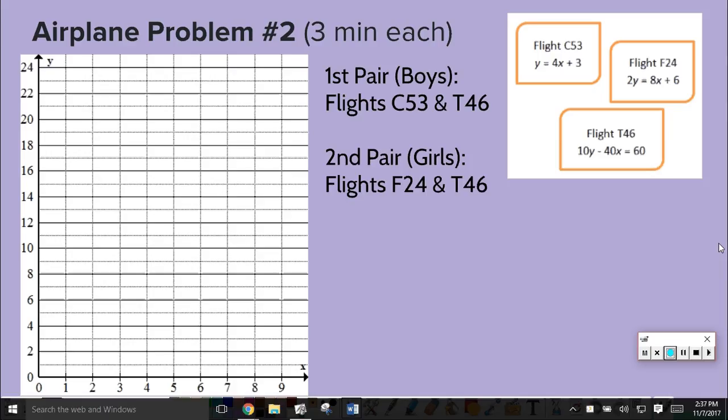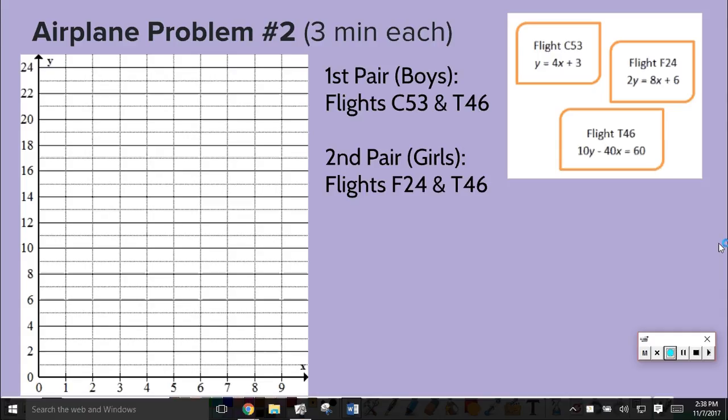Boys, I want you to graph flight C53 and flight T46. Girls, I want you to graph flights F24 and T46. Okay, this is written at the top of your paper. Also, you are only graphing. You are not solving algebraically yet.